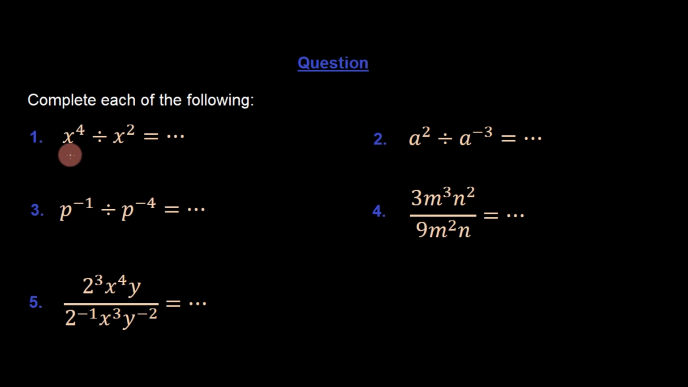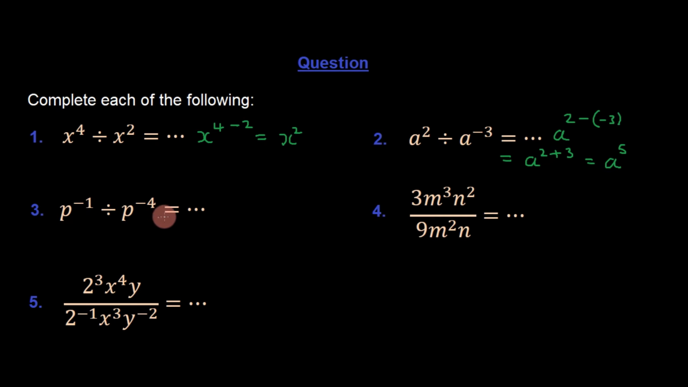In number 1, we are dividing and the bases are the same, so we can subtract the powers. So it's x to the 4 less 2, and this of course is x squared. The same in number 2, we subtract the powers, so it's a to the 2 minus negative 3. And of course, a minus times a minus is a plus, so it's a to the 2 plus 3, which is a to the 5.